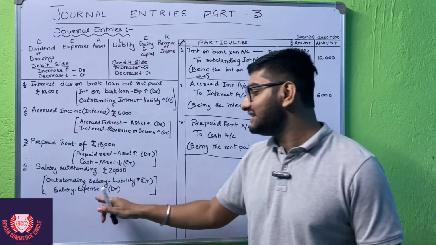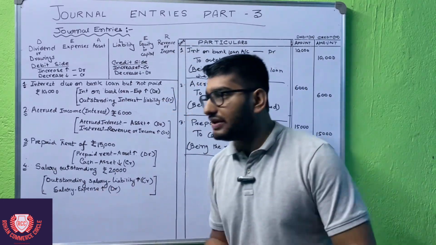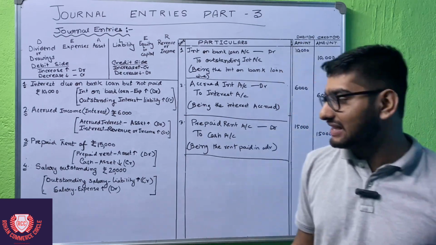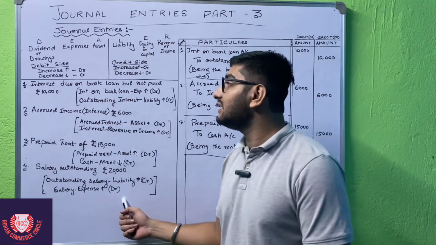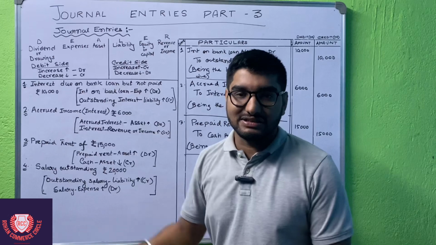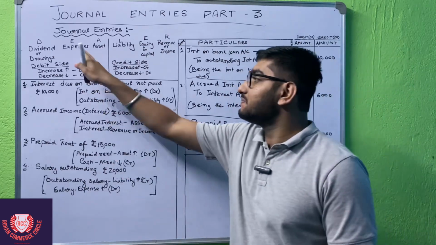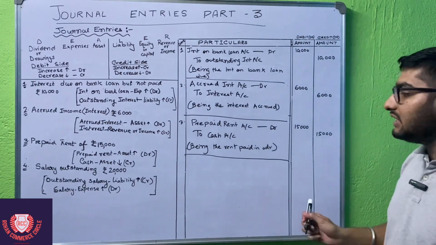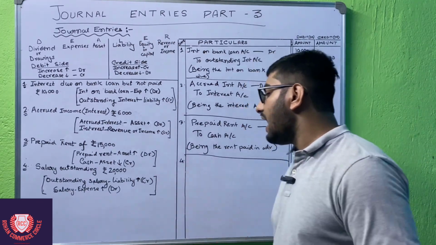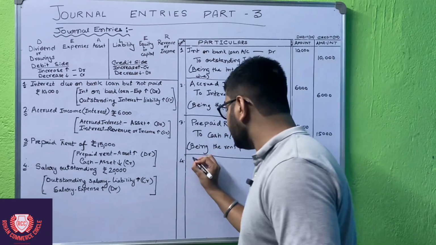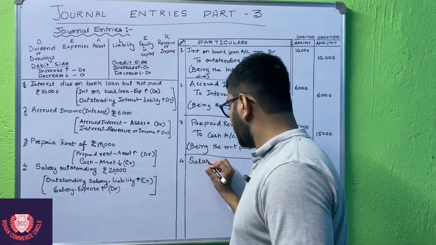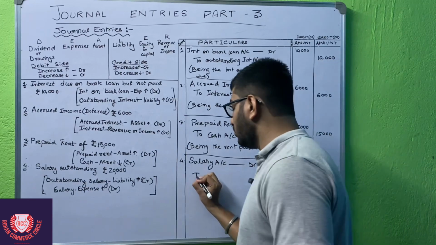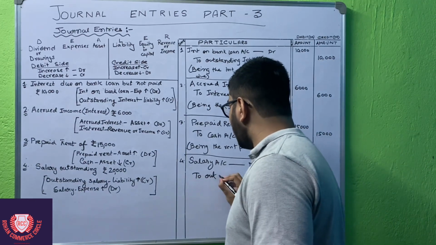And salary is an expense, right? So we have to pay the salary. Salary is an expense in this case, so salary will be debited because the expense is increasing. What will be the journal entry in this case? The journal entry will be: Salary account debit, to outstanding salary account.